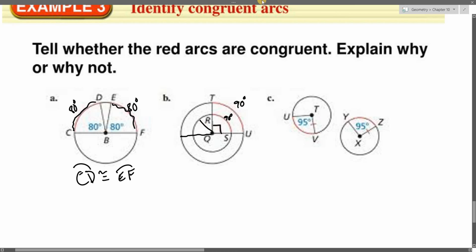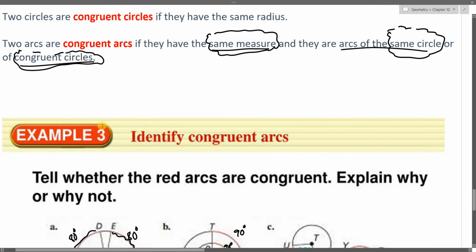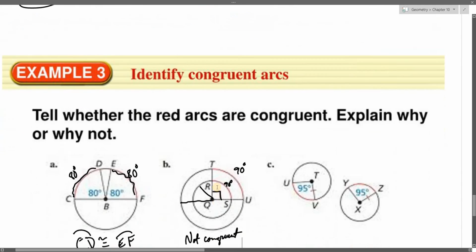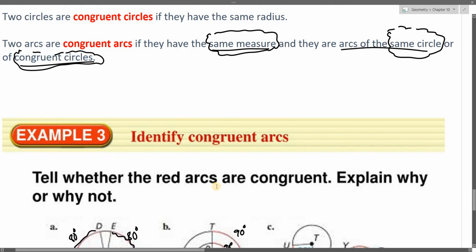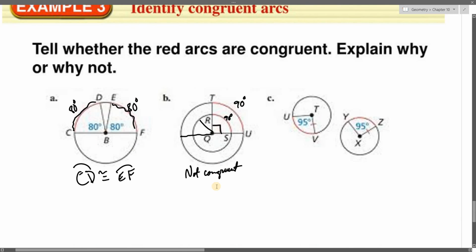So from there, we're looking at letter C. So obviously for this one, letter B, before I move on, RS and TU have the same measure but are not congruent. So you can say that they are not congruent because, by that definition up here, you've got two arcs that are congruent if they have the same measure. They do, and they're in the same circle or congruent circles, and they're not in congruent circles. So they fail the test. All right, move on to the third example.